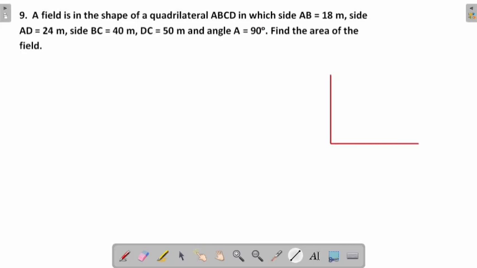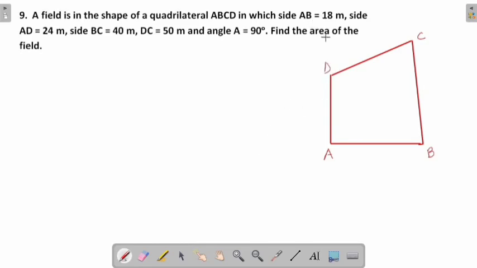So this is my A, because this is 90 degrees, right? Now you can construct some random quadrilateral from here. Let me construct a quadrilateral in this way. So we have a quadrilateral constructed in this way. You can write B here, C, and D here. This is just a rough diagram.